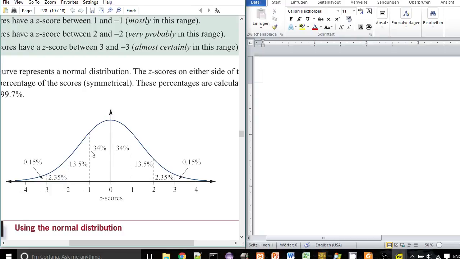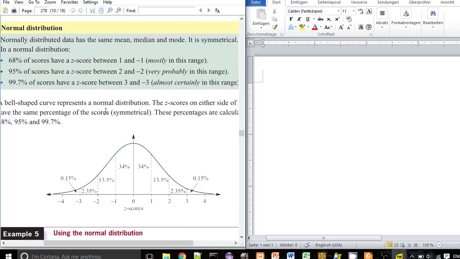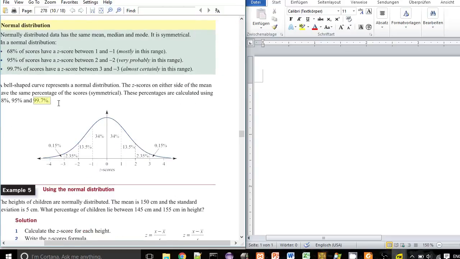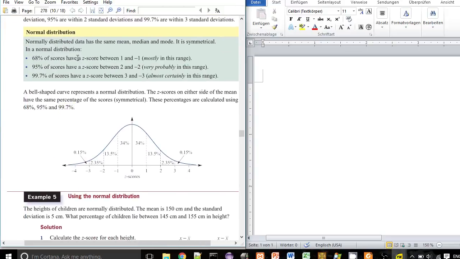It turns out if you measure the mean and the standard deviation, there should be about these percentages in each group. I'll just show you. These are the percentages that normally come up. 68% between 1 and -1. And they're throwing in these words like mostly, that's about 2/3, and then very probably, and then almost certainly. These words are pretty arbitrary.